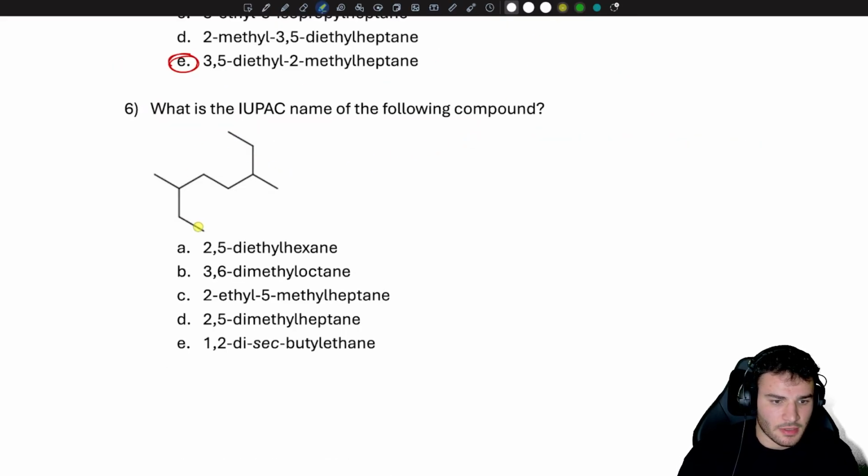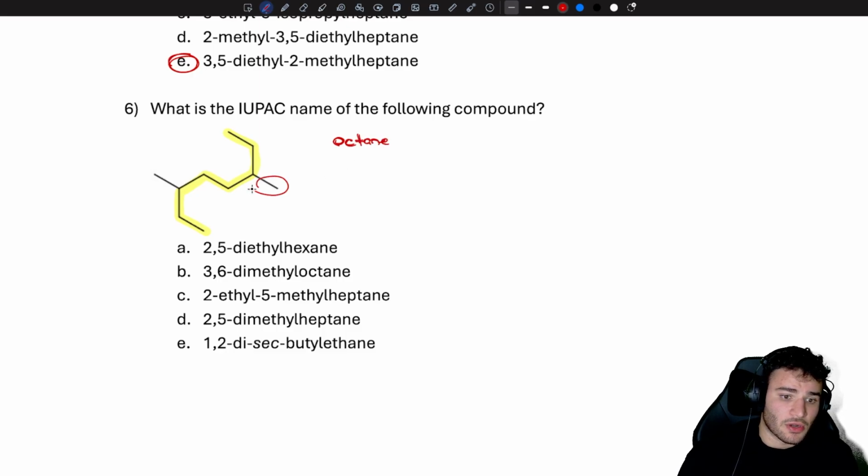Let's find a parent chain. Looks like this might be the longest. 1, 2, 3, 4, 5, 6, 7, 8. That clearly is the longest, but let's just check. 1, 2, 3, 4, 5, 6, 7. Nope. 1, 2, 3, 4, 5, 6. Nope. And so this is our longest chain. No exceptions, no rules that we have to worry about. Our parent chain is very clear. And so let's write down that our parent chain name is octane because we have 8 carbons in our parent chain.